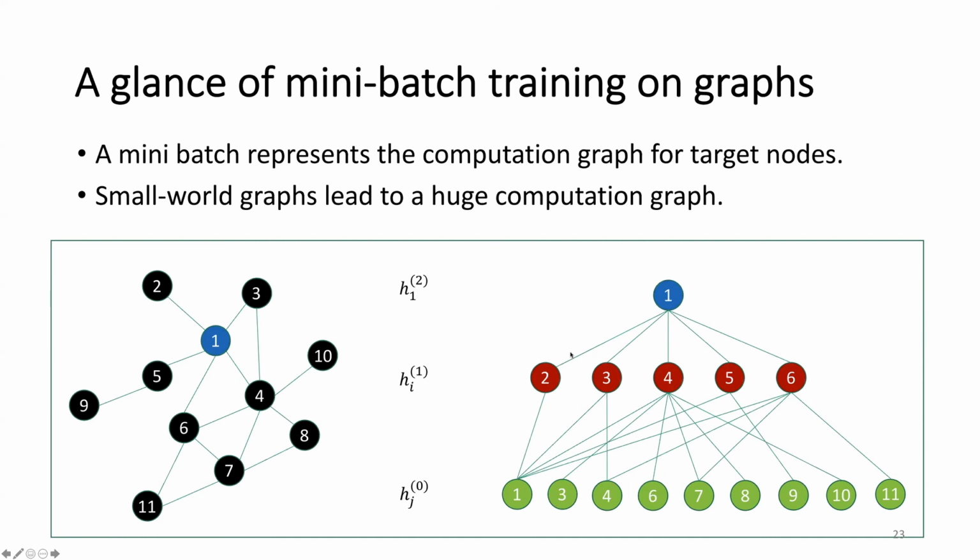And if I want a mini batch that is larger than size 1, then I will usually select a subset, a small number of target nodes, and I compute the ego networks, and the union of those will define my mini batch. So this is a reasonable way to control the complexity of the problem, to reduce the complexity of the problem.